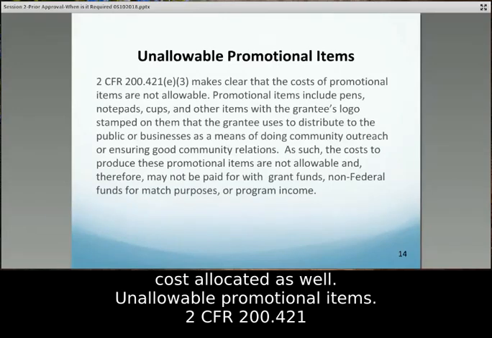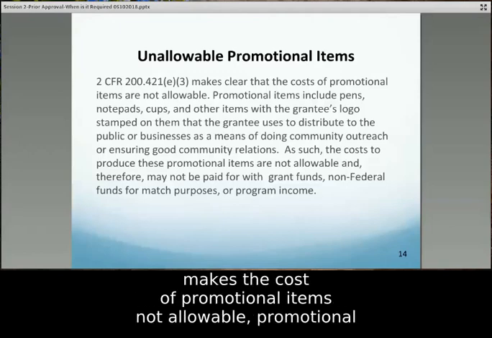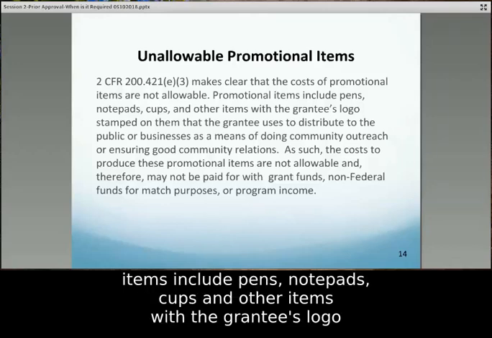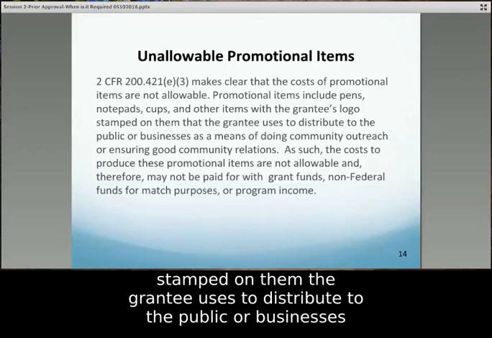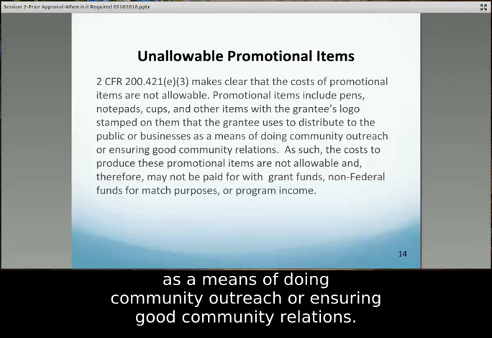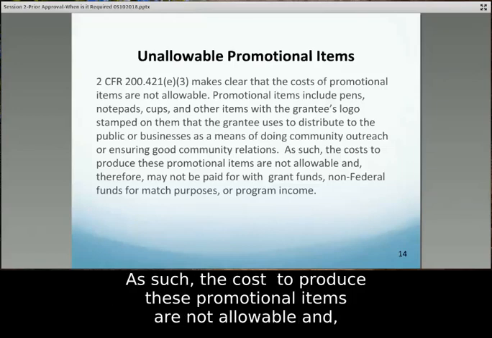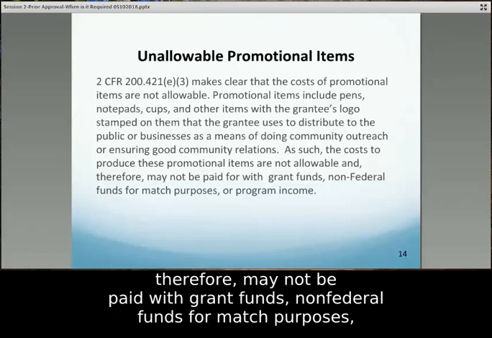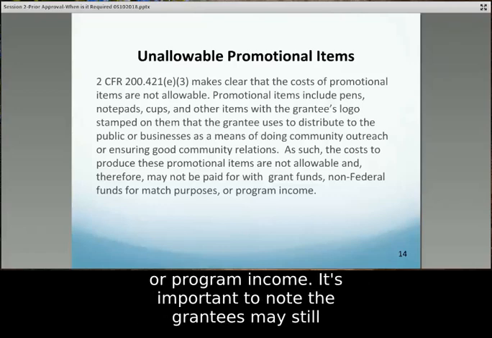Unallowable promotional items. 2 CFR 200.421 makes clear that the costs of promotional items are not allowable. Promotional items include pens, notepads, cups, and other items with the grantee's logo stamped on them that the grantee uses to distribute to the public or a business as a means of doing community outreach or ensuring good community relations. As such, the cost to produce these promotional items is not allowable and therefore may not be paid with grant funds, non-federal funds for match purposes, or program income.